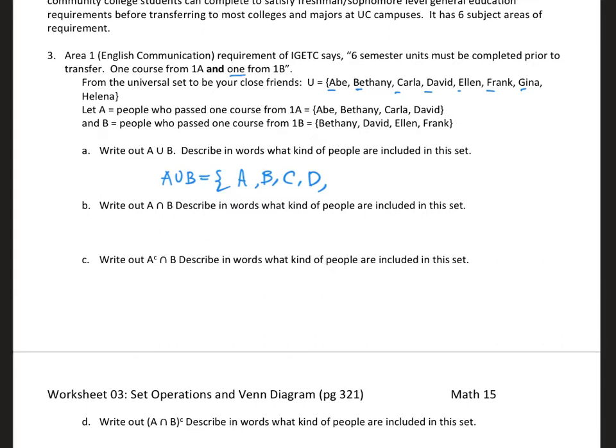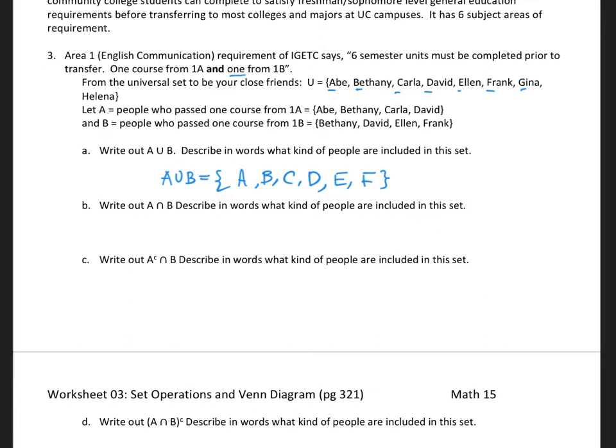Bethany took A and B, so I don't have to rewrite Bethany again. David took 1B. Ellen is also included. Frank is also included. So Ellen is included here because she took 1B. Frank is included here because he took 1B, even though he didn't take 1A, which is fine.